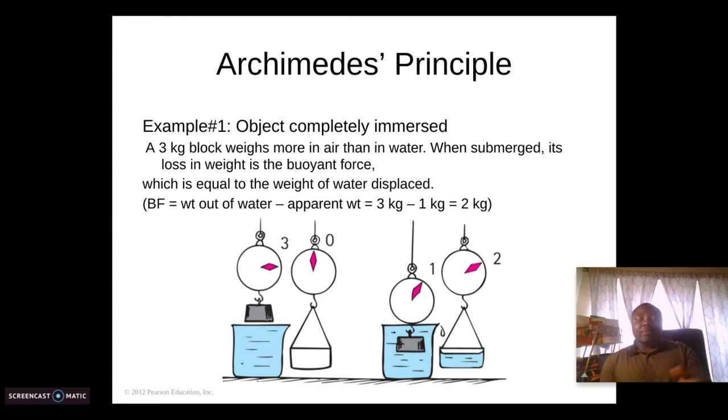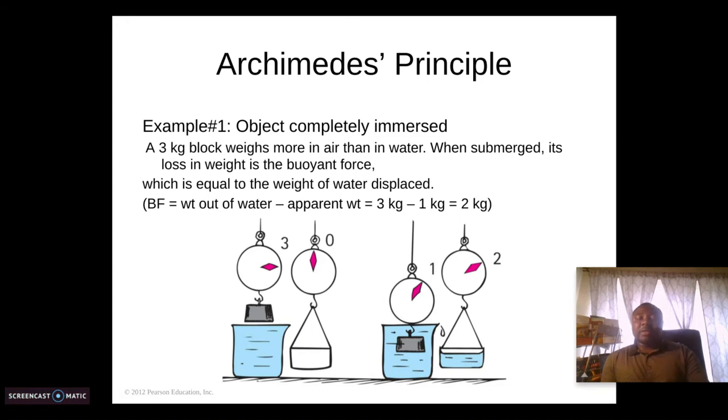If we find the difference between the mass of the object in air versus the mass of the object when it's in water, in air the mass was 3 kilograms, in water the mass was just 1 kilogram. The difference between those two masses gives us 2 kilograms. So the buoyant force becomes the difference between those two forces.